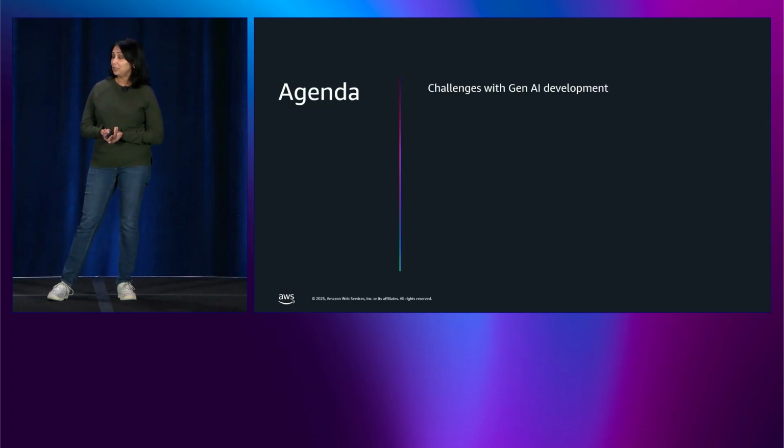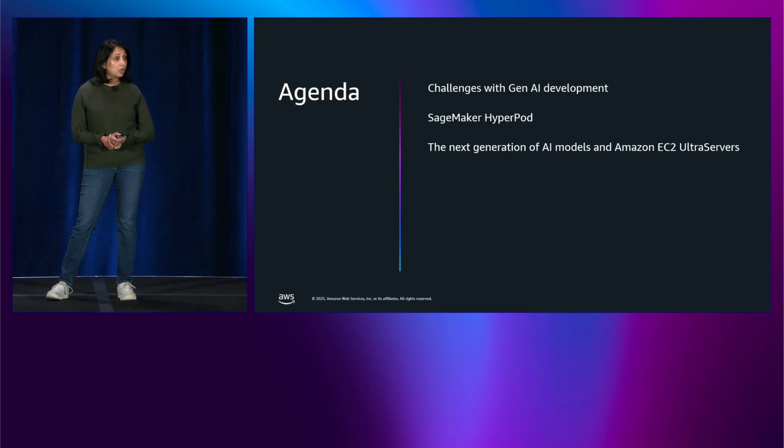So in today's session, we'll first talk about some of the challenges with generative AI development, training, and inference. We'll then introduce SageMaker HyperPod and tell you how it uniquely solves some of these challenges. After that, we'll talk about EC2 UltraServers, and Paolo will do a deep dive on the architecture. We'll also go through a comprehensive demo on how you can use all of these tools yourself. And then finally, we'll go through some advanced use cases and give you some resources that you can use.